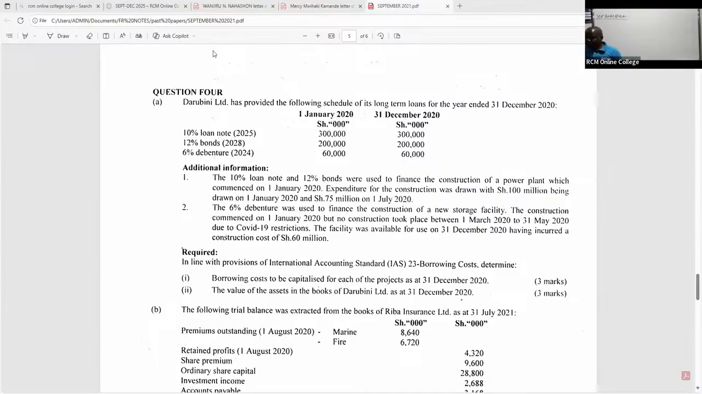So we'll come up with what? The capitalization interest rate. Wow, this is very brilliant. That is correct, because in this case, this asset will be financed by 2 loans, as you can see. And then you have to calculate what we call the capitalization interest rate, so that you can know how much of the borrowing cost will actually be incurred on constructing the power plant.